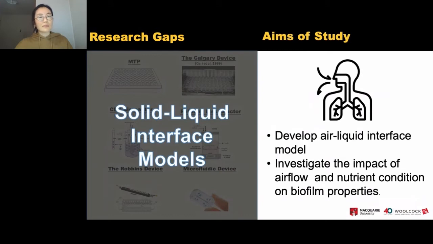Therefore, the objective of my study is to develop an adaptable device and set up a versatile platform to mimic the real biofilm development in the respiratory system and investigate the influence of aerodynamics and hydrodynamics on biofilm properties, and hopefully provide some insight for developing novel anti-biofilm strategies.